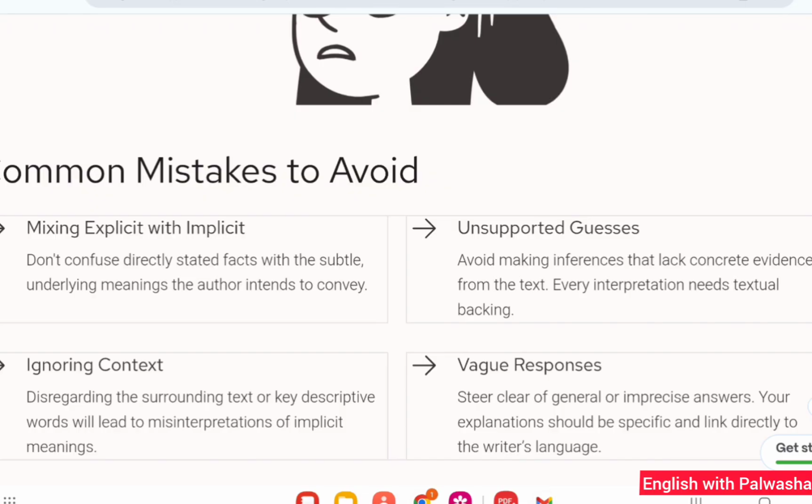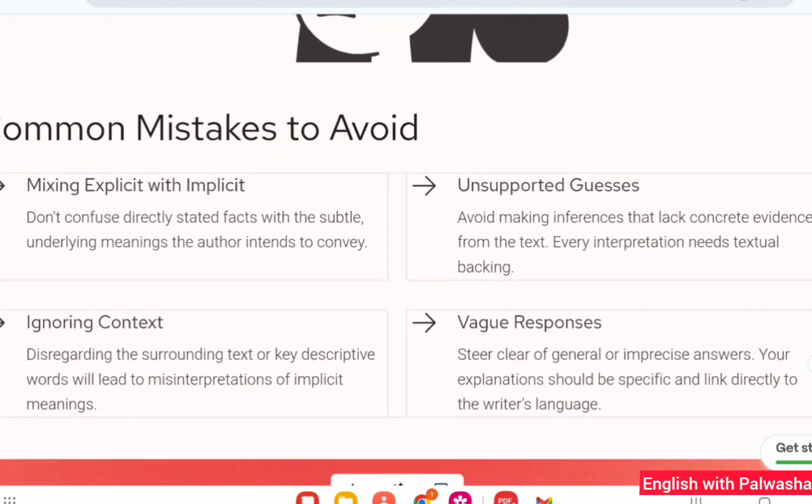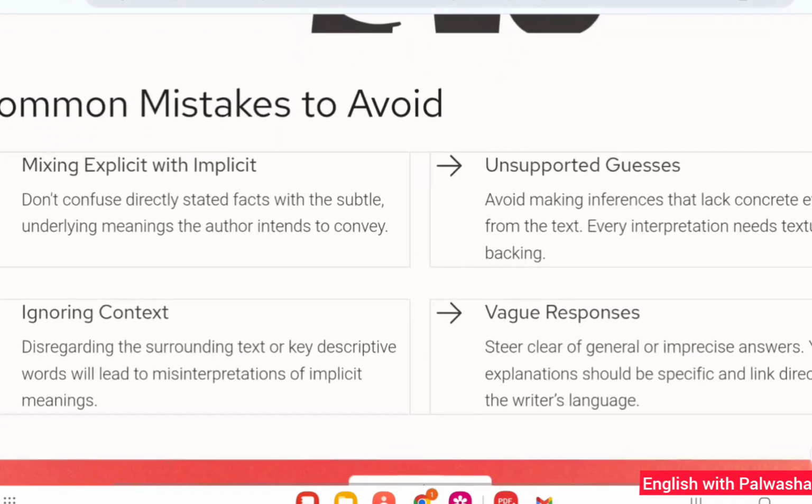If that specific interpretation which you are making has textual evidence, if it is mentioned in the text, then you are requested to extract it from the text and give the reference, right? Ignoring the context, disregarding the surrounding text or key descriptive words will lead to misinterpretations of implicit meanings. Please focus on what is being asked in the text, what is required, and then make your interpretations.